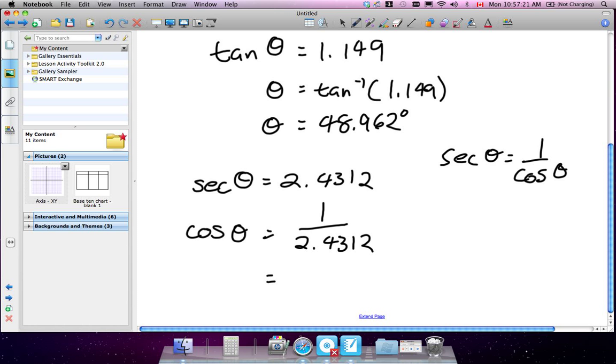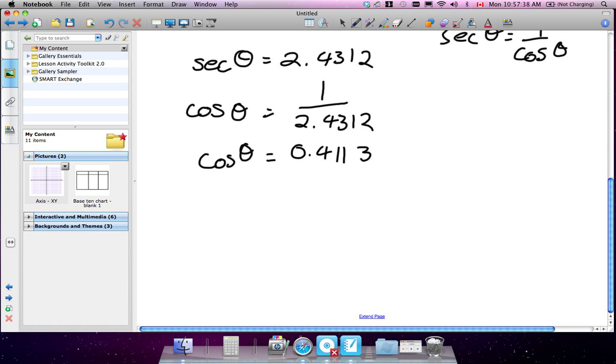Okay. Yep. Now what? Divide it. So what's that? 0.4113. Awesome. And then what? Cos inverse. Yeah. So I have to bring cos to the other side. So 65.7. What do they get?